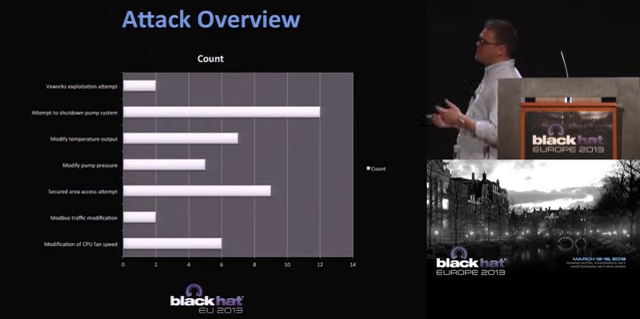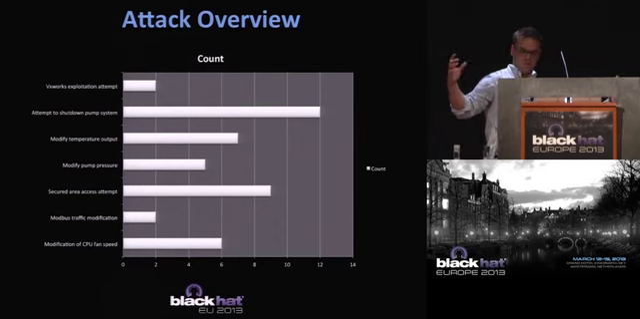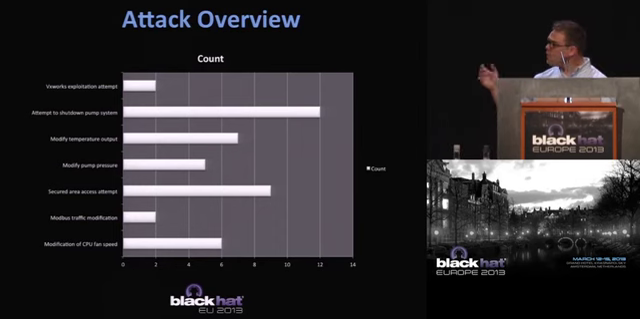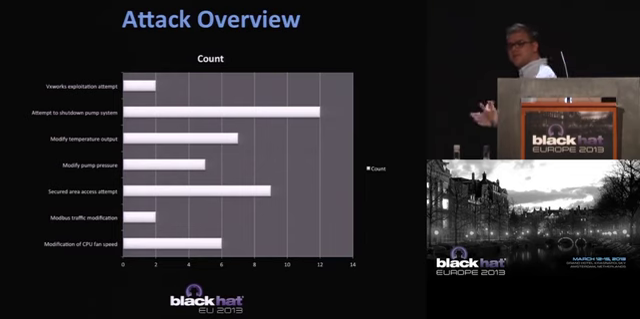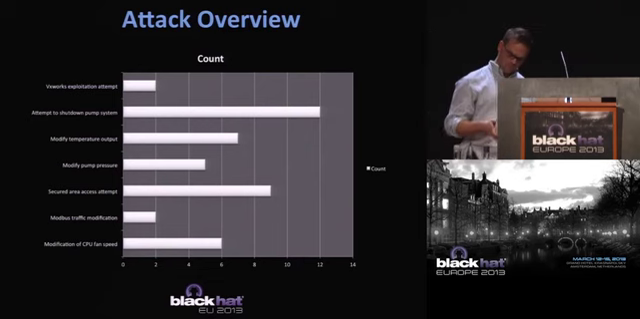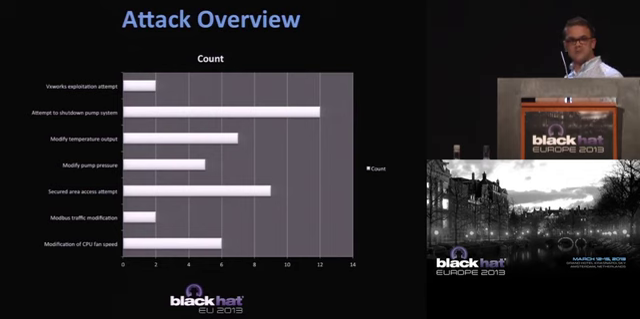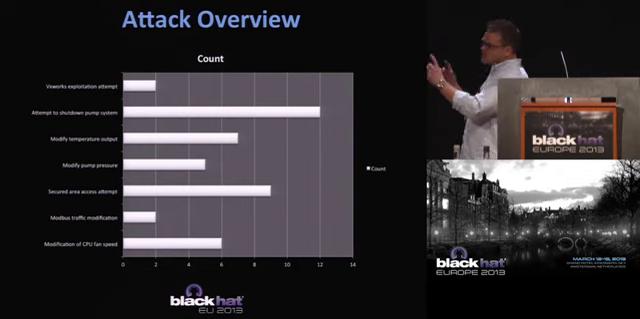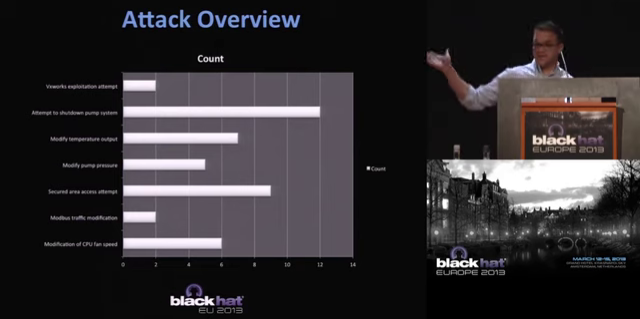Then there were 12 attempts to shut down the pump system. I'm using that as a catch-all, or essentially just a category. Whenever I say there's an attempt to shut down the pump system, that can be from someone gaining access through the admin site and clicking shut down and submitting it. Or it could be someone actively modifying DNP3 or Modbus to shut down the system. So I use that as a broad category to cover everything that was attempting to shut down that pump.